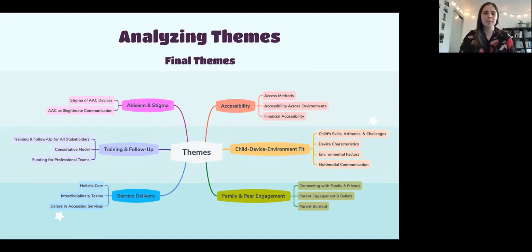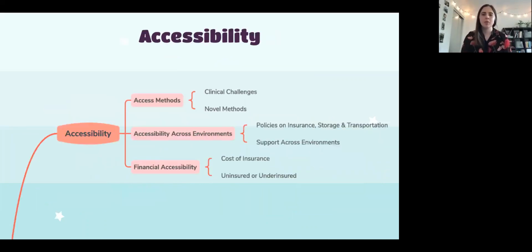These are accessibility, child device environment fit, family and peer engagement, service delivery, training and follow-up, and ableism and stigma. So I'll go through each one of these 6 themes and highlight some of the more salient findings. The references for all of these will be included in our final paper that we will make sure gets to all of you.